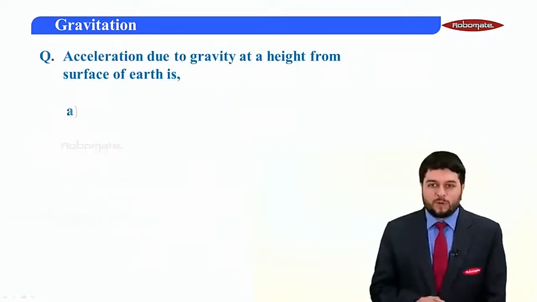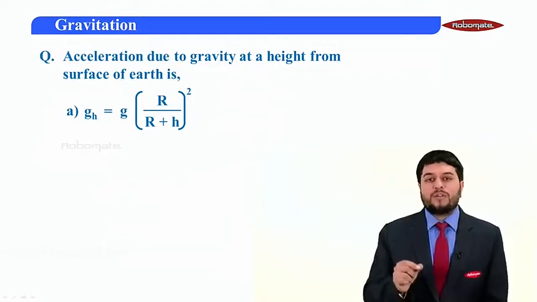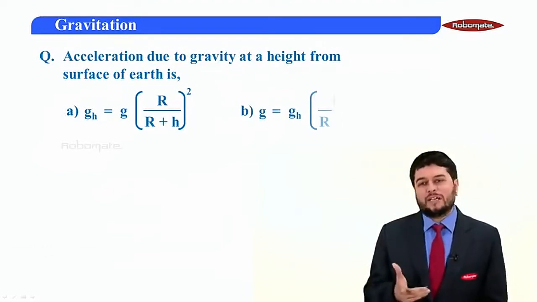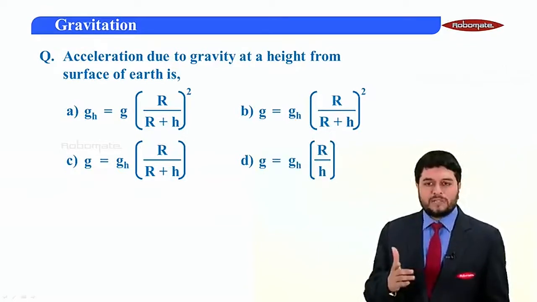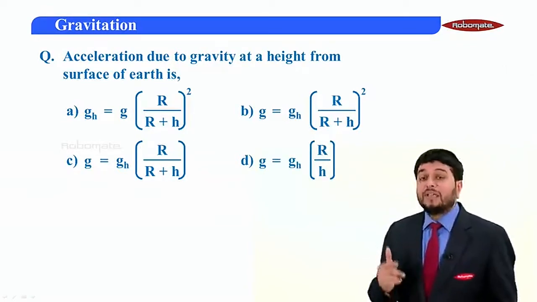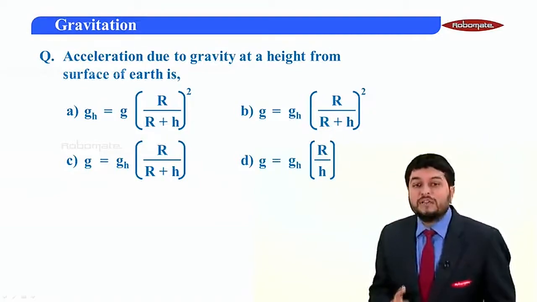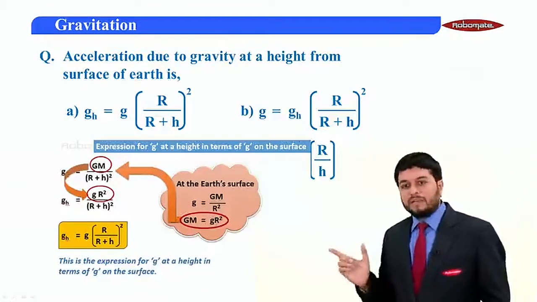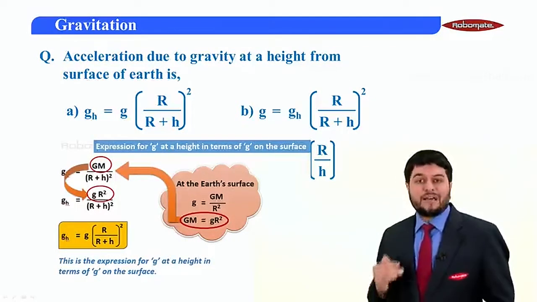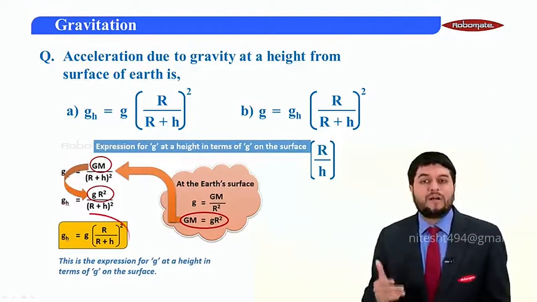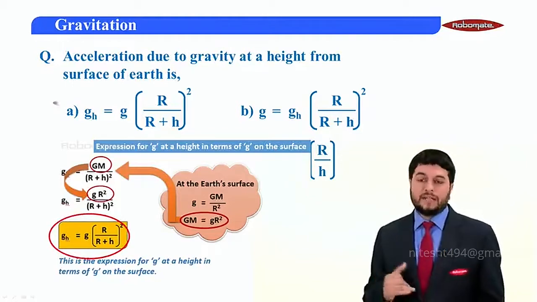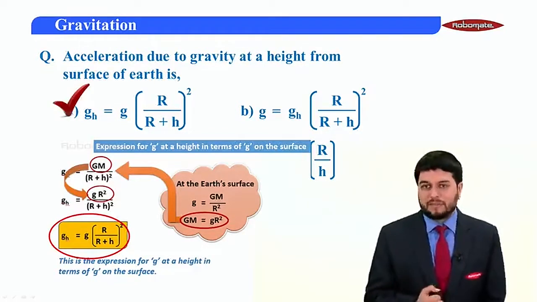Okay, let's see one more question. Acceleration due to gravity at a height from the surface of the earth. A very simple, straightforward, knowledge based question. You remember the formula? g at a height in terms of small g. What was it? You remember this slide? We solved it and found out g at a height is given as g into R upon R plus h the whole square. So the answer would be A.